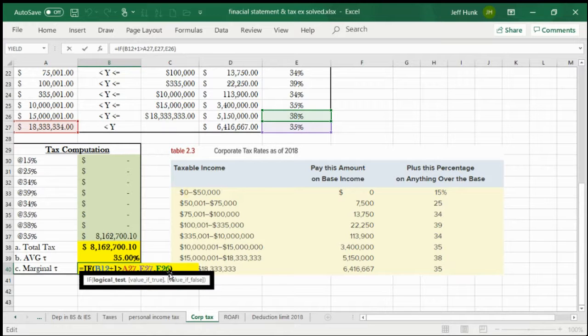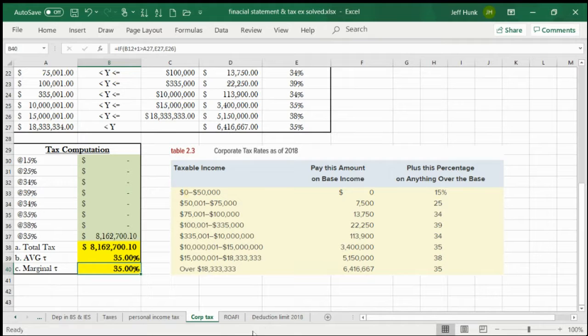But logically, you can give Excel the command to automatically find it. So this is the example of how you can do the corporate income tax.